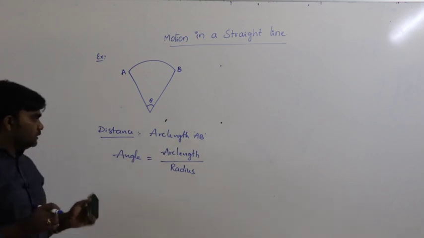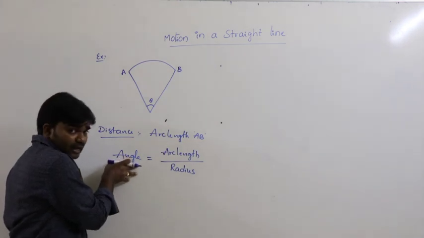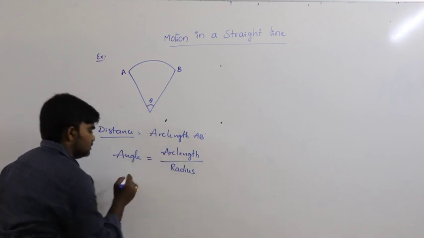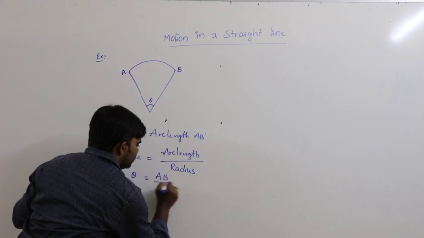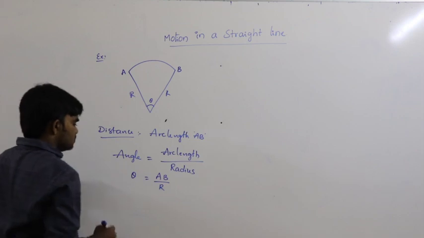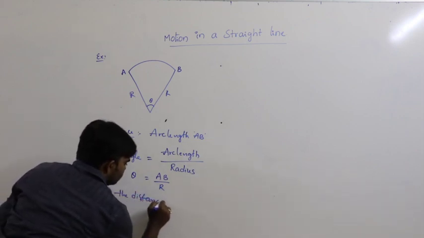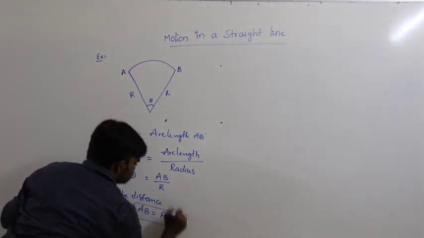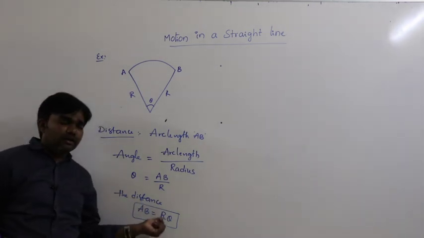So to calculate the arc length, we use the sector angle formula: angle subtended at the center is equal to arc length by radius. Angle theta is equal to arc length, which is AB, divided by radius r. Let us say the radius is r. So that's why the distance AB can be written as r theta. In this situation, the distance AB is equal to r into theta.